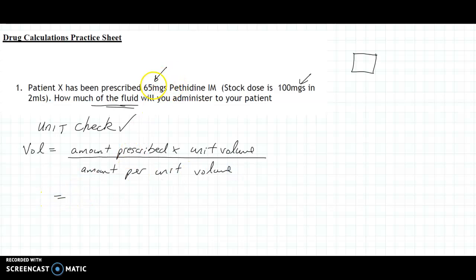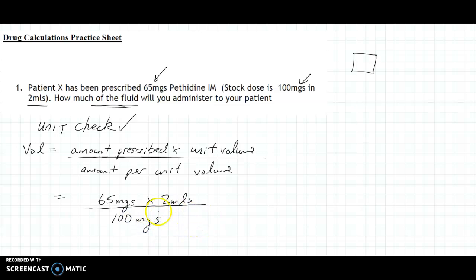The amount prescribed there is 65 milligrams multiplied by the unit volume. That's the volume the stuff comes in, and that's 2 mils, all over the amount per unit volume, and that's the amount in each unit of storage. So that's 100 milligrams, and that goes down here.